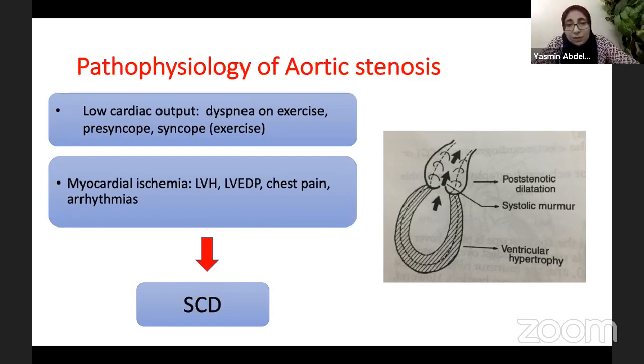The other point is that because of this obstruction, we have LVH, which causes relative myocardial ischemia, also an increase in the left ventricle end-diastolic pressure and compression of the subendocardial coronary arteries, leading to myocardial ischemia, which will be manifested in the form of chest pain. And in the long run, it may cause fibrosis and trigger arrhythmias as well. And of course, all the previous symptoms may trigger sudden cardiac death.